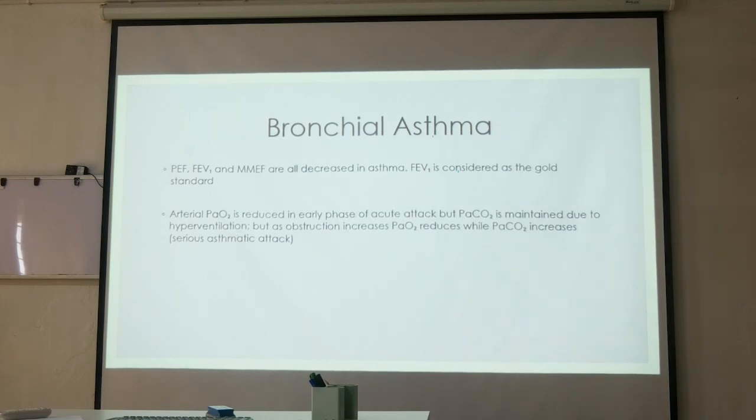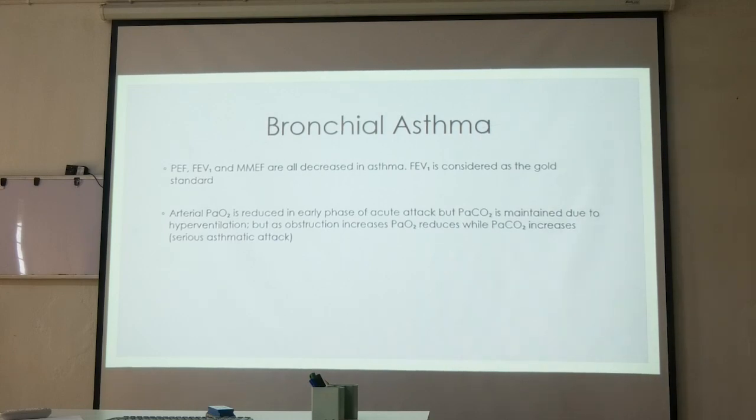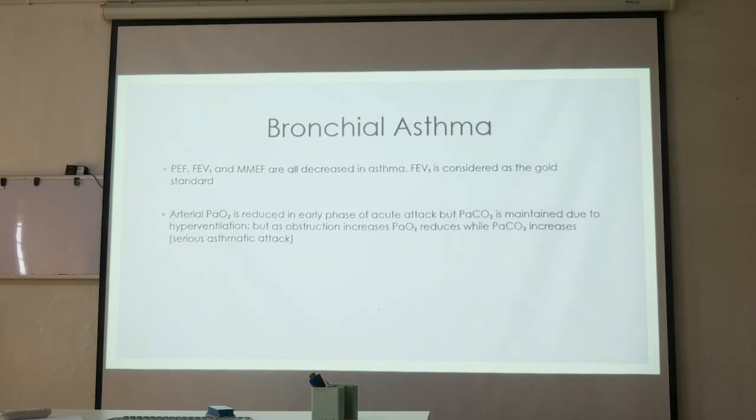Now, in case of arterial blood gas, the arterial partial pressure of oxygen decreases in severe attack of bronchial asthma. Why? Because of bronchoconstriction. But the partial pressure of carbon dioxide is initially maintained or may even decrease in acute attack of bronchial asthma, because the patient is hyperventilating, and that causes carbon dioxide washout.